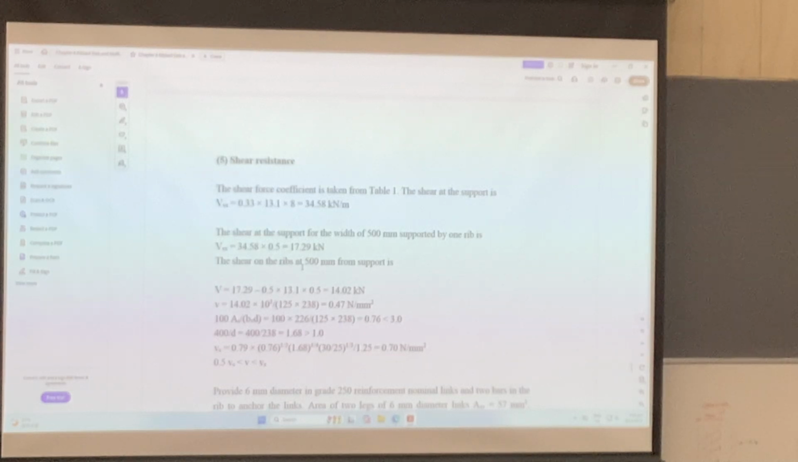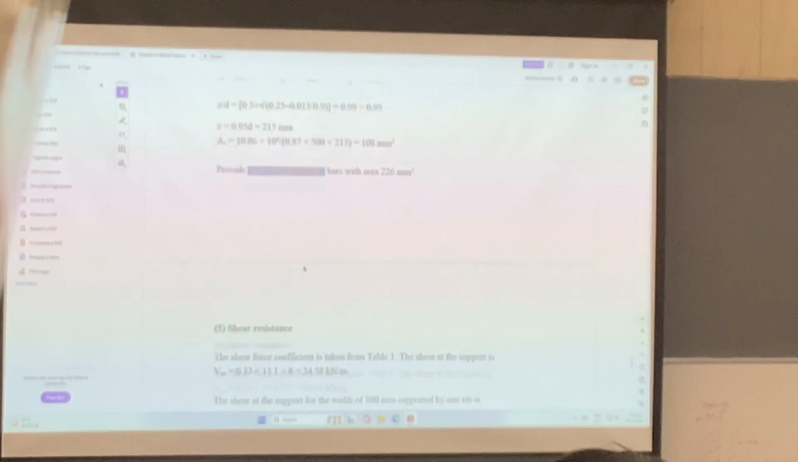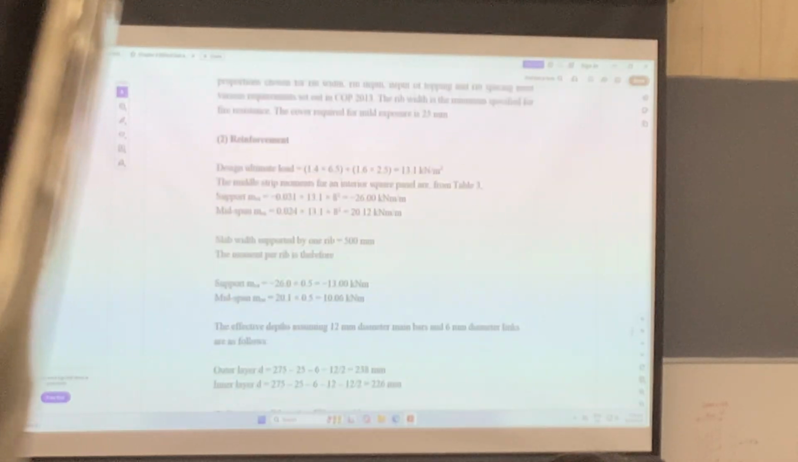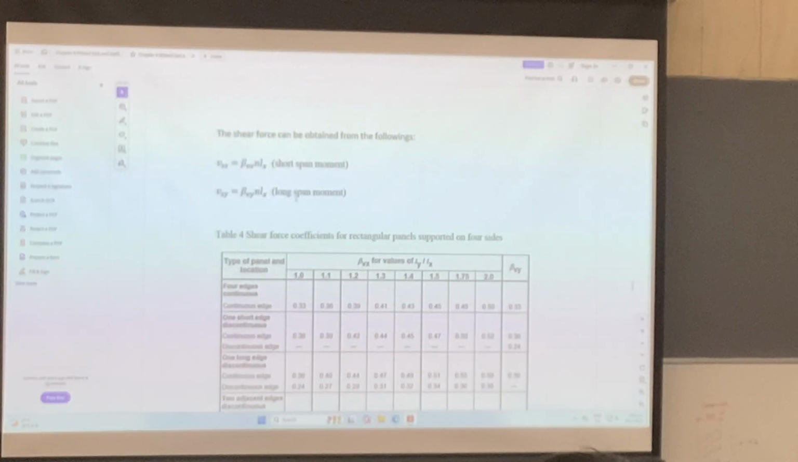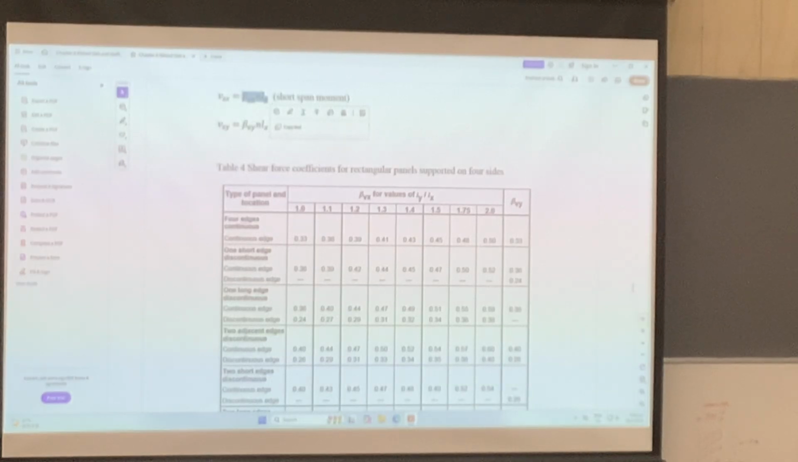After checking the bending moment, we can check for the shear. For the shear, we will use a similar way to find it. So you have this equation to find the shear. For a continuous beam, you have four edges continuous, and you have this one, Ly over Lx. So you have the coefficient equal to 0.33. So 0.33 times n times Lx is equal to the shear force.